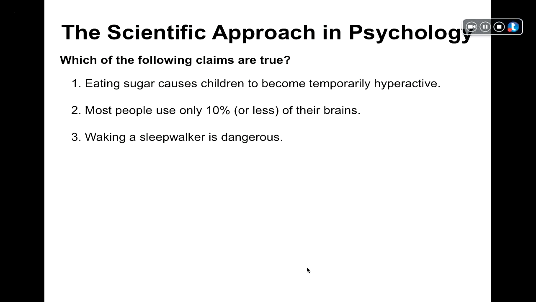The fact is that none of them are true. At best, the jury is still out. Inconclusive. But these are common beliefs that people might have based on their own experience. For example, eating sugar causes children to become temporarily hyperactive is almost common knowledge. When I was raising my daughter, I constantly heard people saying, "Oh, I wouldn't give little Johnny a cookie before he goes to bed because he'll be bouncing off the walls. He'll never go to sleep." But there's no good evidence to suggest that eating sugar causes children to become temporarily hyperactive.